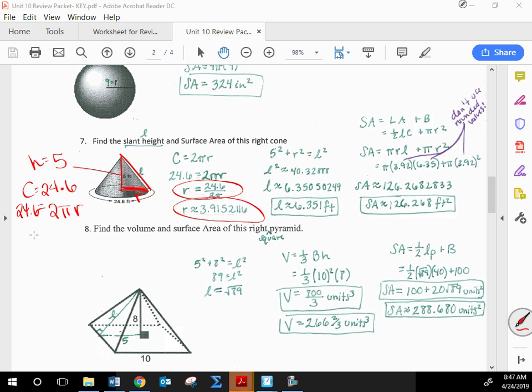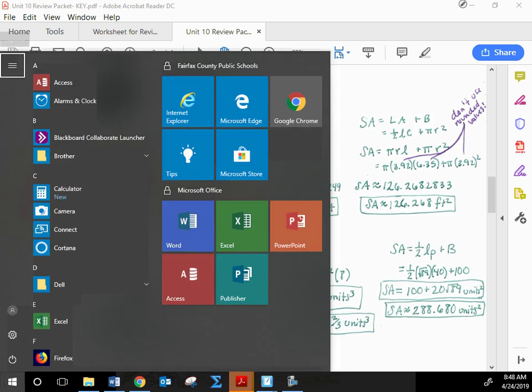Again, don't use the rounded decimal, don't just put 3.91 or 3.9. Make sure you use the full long decimal when you go to find the surface area and slant height. My recommendation is, again, you can either copy and paste or store that value in your calculator. Just to refresh our memories of how to store in a calculator. Where's my calculator?